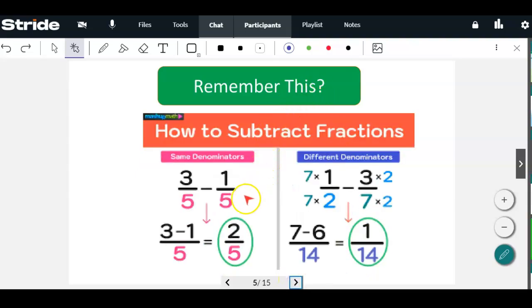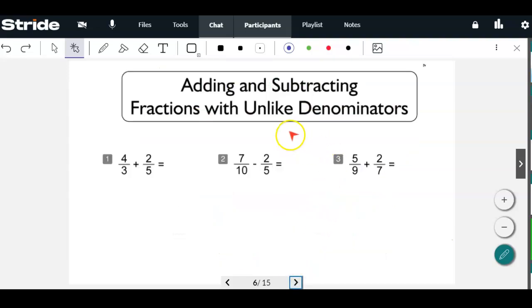Subtraction is the same idea, except you're subtracting. As long as the denominator is the same, just subtract straight across. Here, you have to get a common denominator because they're different, 2 and 7. So 14 is a common denominator again. 7 times 1 is 7, and then 3 times 2 is 6. Subtract across, and you get 1 over 14. All right, so adding and subtracting with unlike denominators. So we're going to skip this because we're going to just end up doing this in the calculator. You would just get the common denominator.